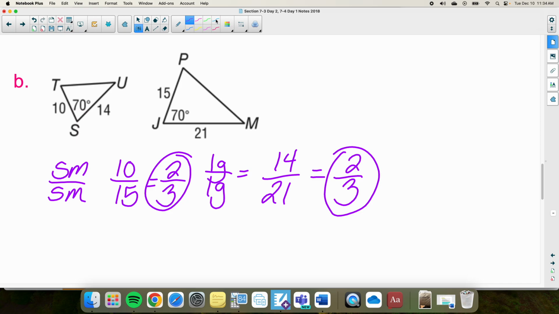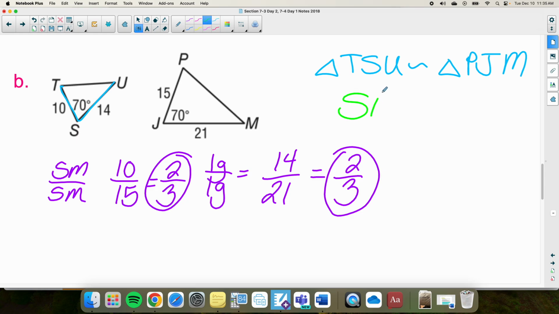So what we're gonna do there is we're gonna say triangle, and again, when I write this, I'm gonna go along the smaller side and then the medium size. So I'm gonna call this TSU is similar to, and again, I'm gonna go along the smaller and then the bigger, so I'm gonna go PJM. And then for this one, we used side angle side sim.